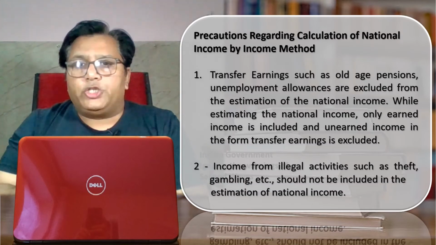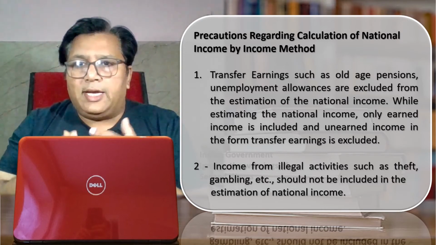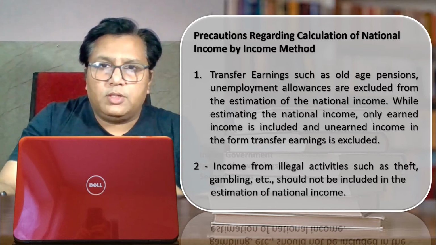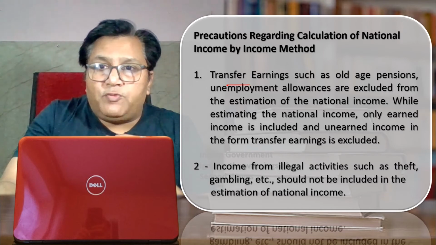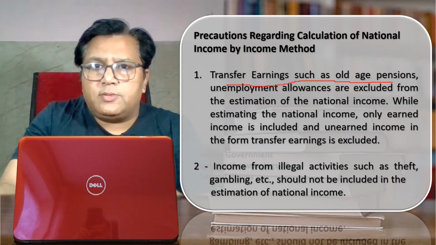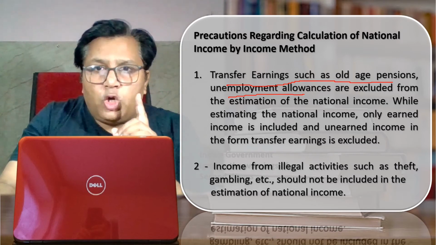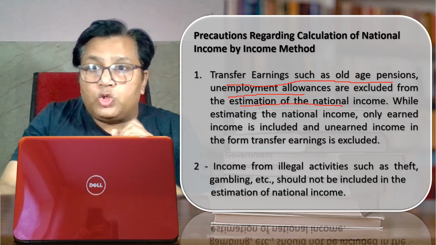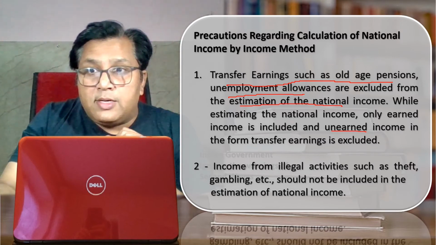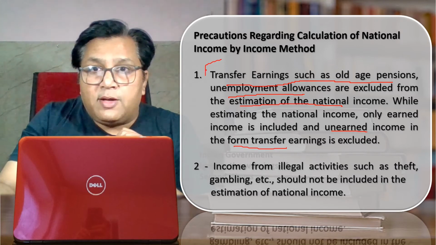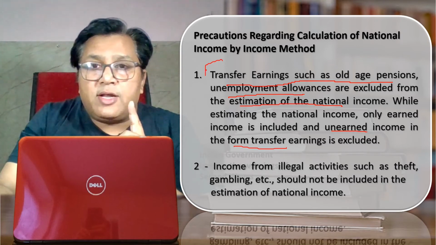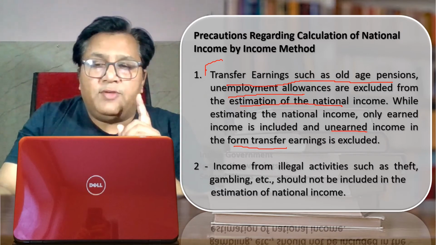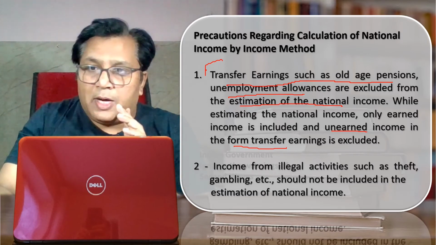Now let us discuss the precautions that one should consider at the time of calculating national income by the income method. The first precaution is that the transfer earnings, such as old age pensions and unemployment allowances, should not be considered at the time of estimating the national income. Why should the old age pensions and unemployment allowance not be considered? Because they are unearned income. We never consider transfer income like old age benefit. We only consider that part of the income which is earned. We never consider the unearned part of income.